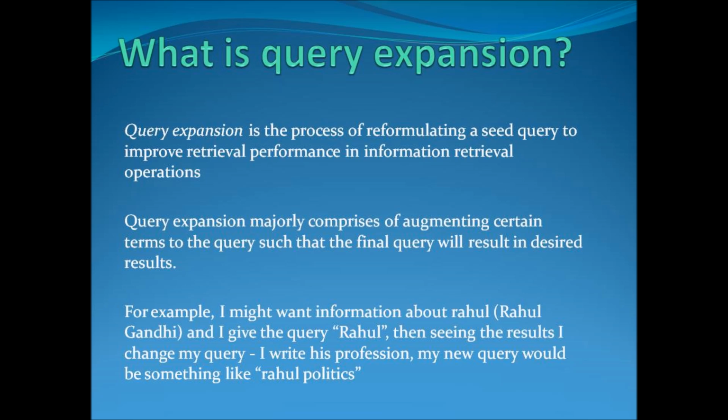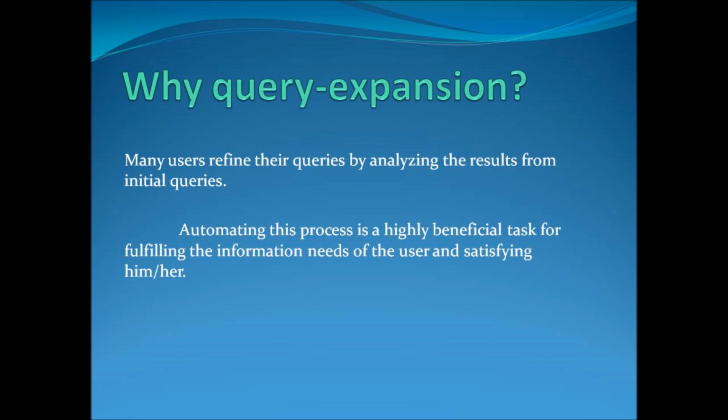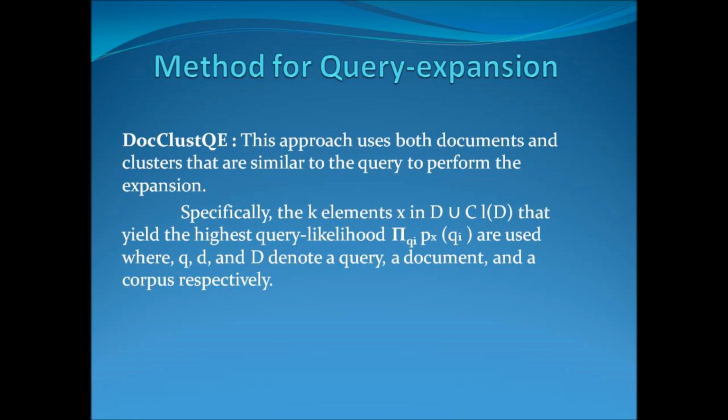Then seeing the results, I change my query. I write his profession. My new query would be something like Rahul Politics. Users refine their queries by analyzing the results from initial queries. Automating this process is a highly beneficial task for fulfilling the information needs of the user and satisfying him or her. The method we have used for query expansion is the docklist-QE method.